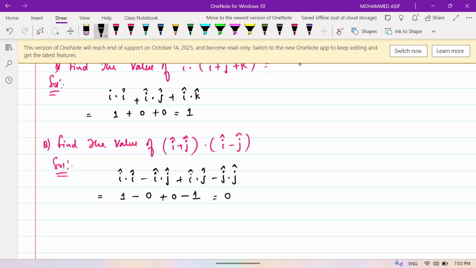Isn't it? Because the dot product is distributive. Am I clear? Any problem in this one? No, sir. Sure.